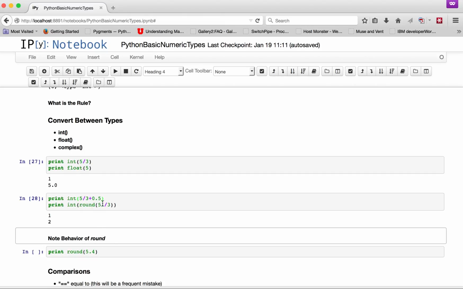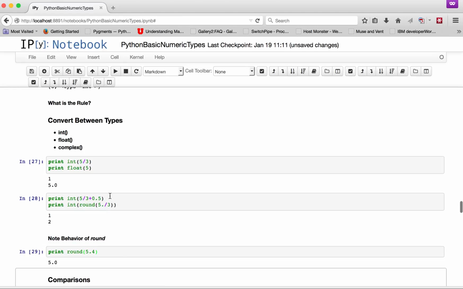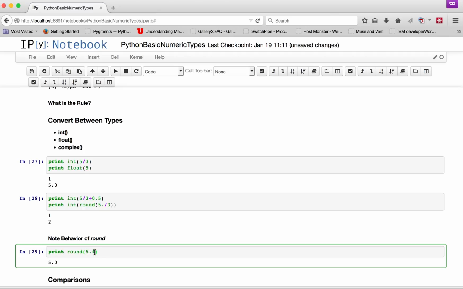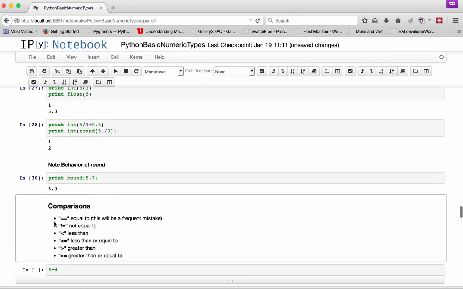So to appreciate why we have a 2, we need to see what the rounding behavior of the function is. And you see 5.4 rounds to 5, 5.7 rounds to 6. So we have 5 divided by 3, which will round up to 2, then that's converted to an integer.